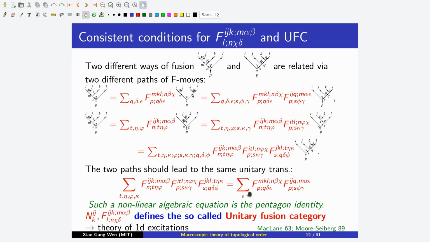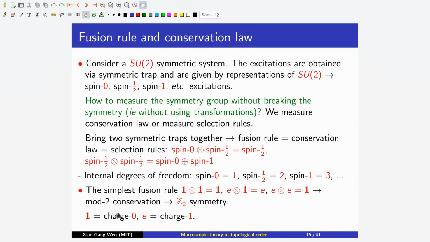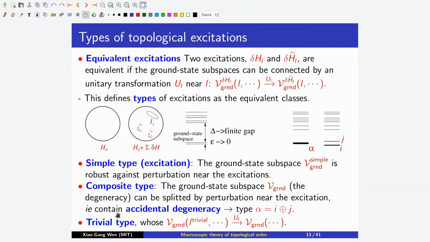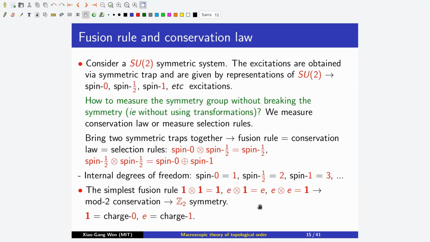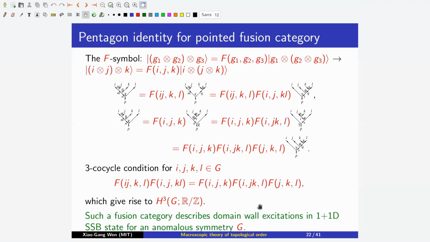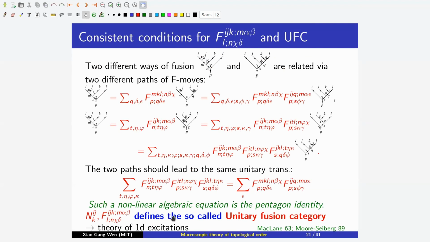And that's it. So this is an elementary way to define a unitary fusion category. These are two data, Nijk and the F symbol. Nijk satisfies some associativity condition, which I think we discussed a little bit before. Again, the fusion should be associative, so this associativity requires Nijk to satisfy some relation like that. And then the F symbol satisfies this polygon identity. And that really gives us the unitary fusion category.